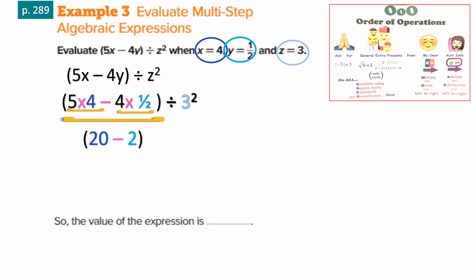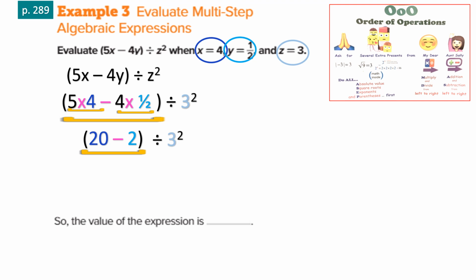So I have 20 minus 2, because 5 times 4 is 20. 4 times 1/2 is 2. Starts out as 4 times, or 4 over 2. Then I'm going to divide by my 3 squared. What does 3 squared look like, and how do I solve for my parentheses? Does it matter? Could I do 3 squared then my parentheses? I could. I like to make sure I just continue in the right order, following step by step.